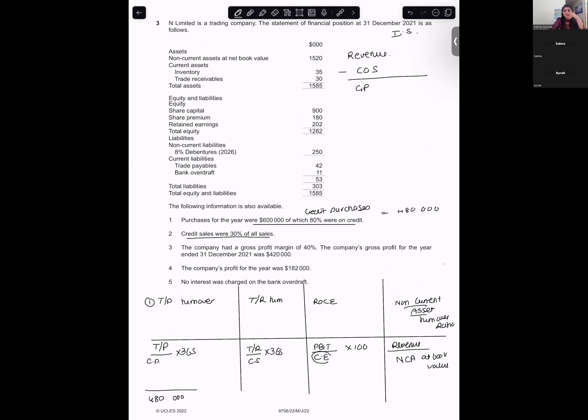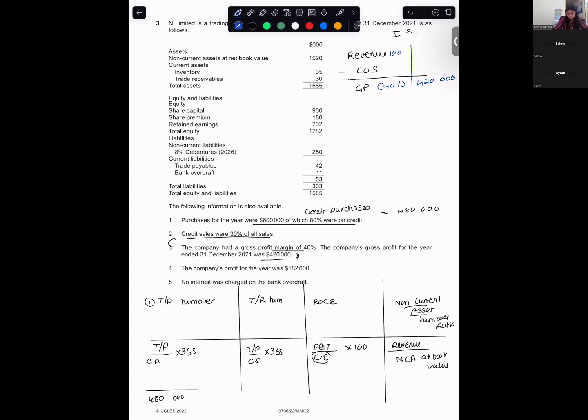Read the next. The company had a gross profit margin of 40%. The company's gross profit for the year ended 31st December 2021 was 420,000. Tell me what will you do with this? Gross profit is 420,000, and if margin is 40%, which is 1 upon 4, markup will be 1 upon 3. Why do you want markup?